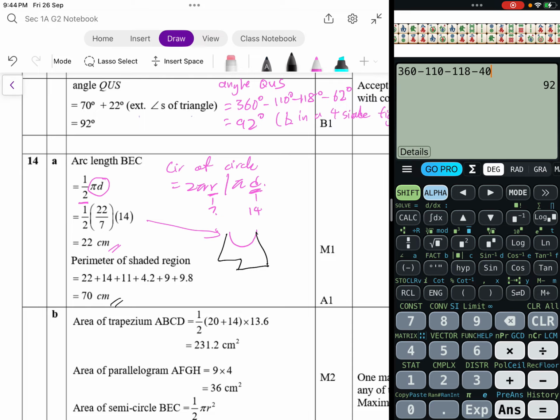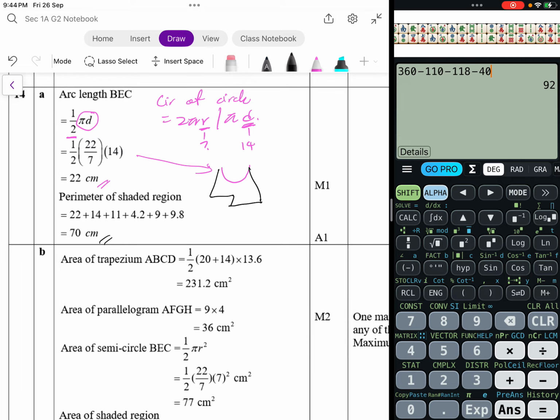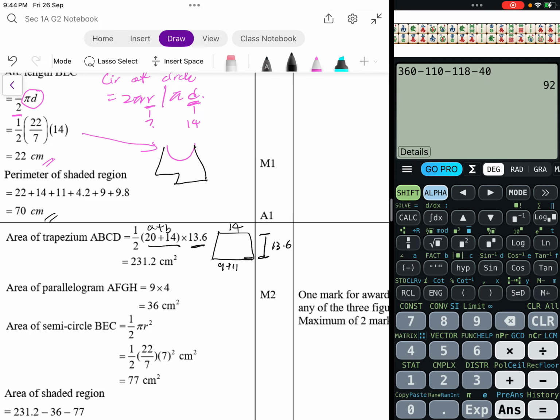Find the area of the shaded figure. This one is also quite easy. First find the area of the trapezium. So this is a plus b, the lengths of the parallel sides, which are 14 and 9 plus 11, which is 20. Then your perpendicular height is given to be 13.6. So you have all the lengths you need, then you find the area of the trapezium.